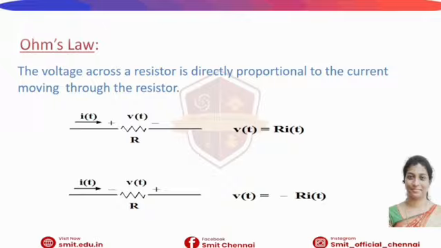Here, when the current flows into the resistor from positive to negative, V of t is equal to R into I of t. When the current flows opposite to that, from negative to positive, we have the formula V of t is equal to minus R into I of t.